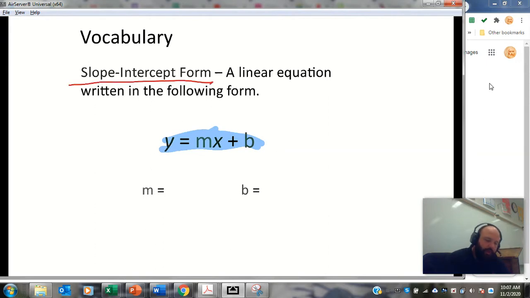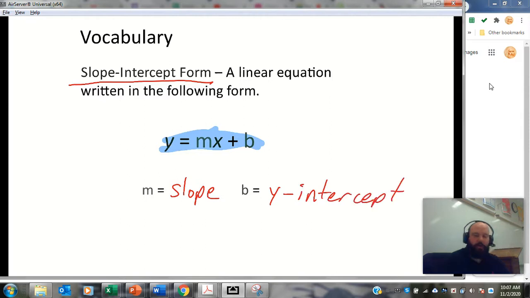Slope-intercept form. And in here, m is the slope. And b is called the y-intercept. Now it's really important to remember those two variables, the m and the b, because the m and the b are the two variables that you will be filling numbers in for.